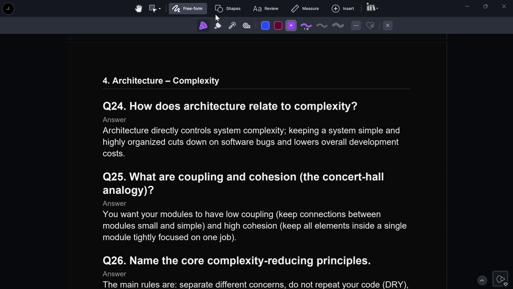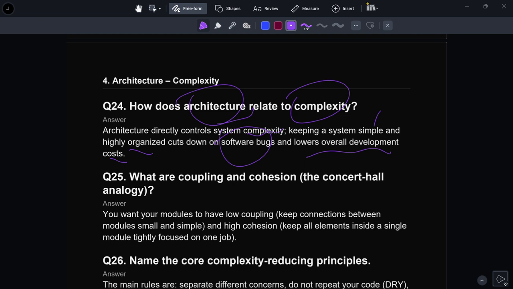Now we get to the question: how does architecture relate to complexity? We need to understand that there is a link, of course, between architecture and complexity. Architecture directly controls system complexity. Keeping a system simple and highly organized cuts down software bugs and lowers the overall development cost. That's pretty much obvious, right? But we need to understand that architecture is a system's primary defense against accidental complexity.